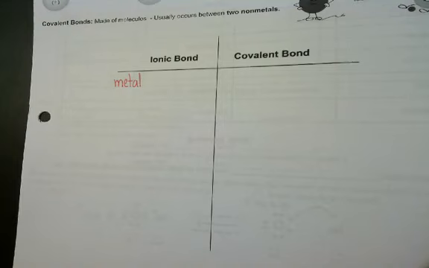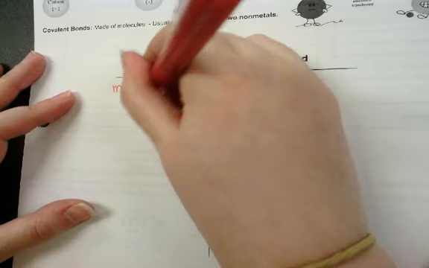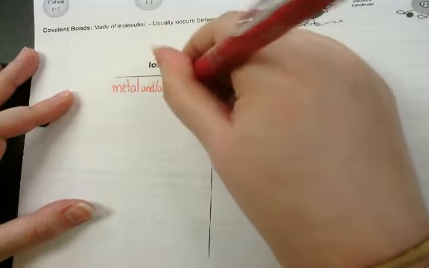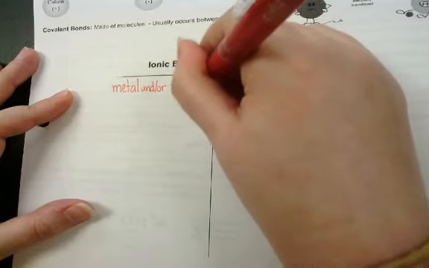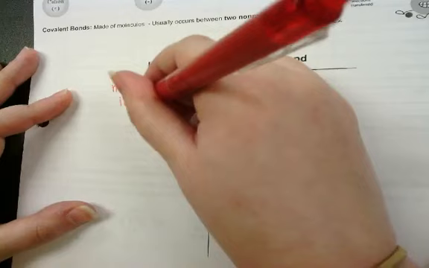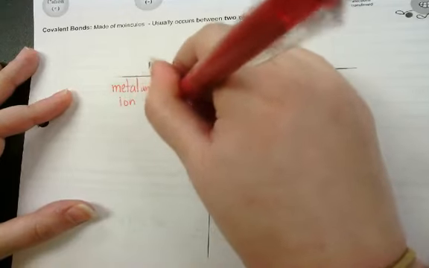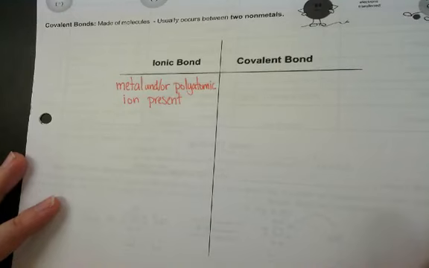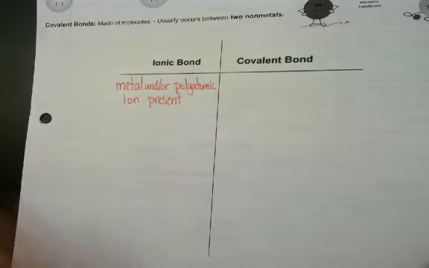Metal and, what was that thing I just showed you on your periodic table? Not nonmetals. Polyatomic ions. So, for an ionic bond, you're going to have a metal and or a polyatomic ion present. So if you have either or both of these, it's an ionic bond.